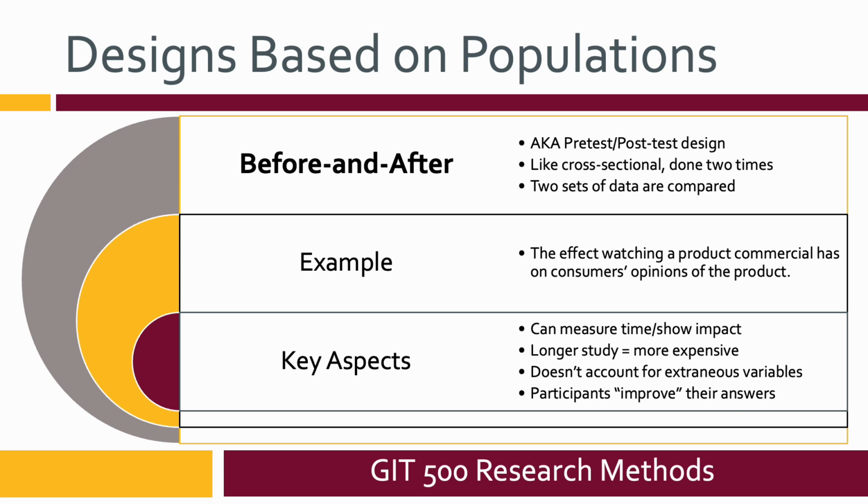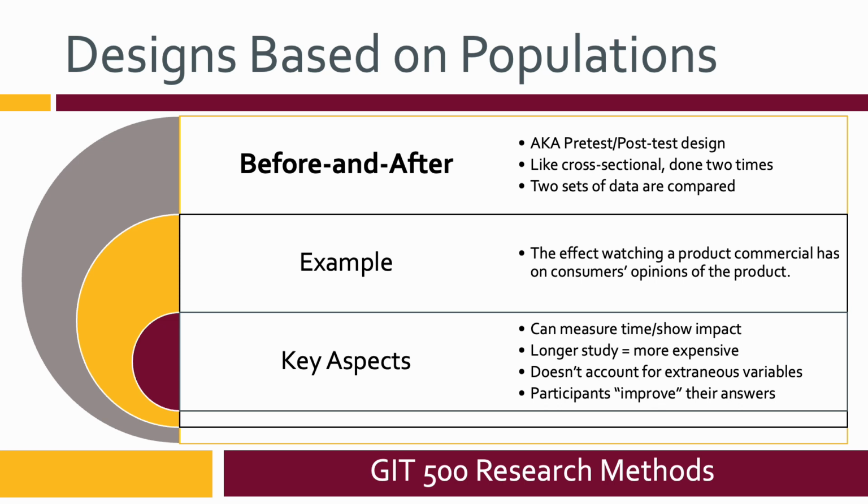Before and after is like cross-sectional, except that you are doing it twice. It's sort of like a pre-test and a post-test. You get two sets of data and then you compare those. So an example would be the effect watching a product's commercial has on a consumer's opinions of that product. You would get data from them before they watch the commercial, and then you would get data from them after they watch the commercial, and then you compare them.